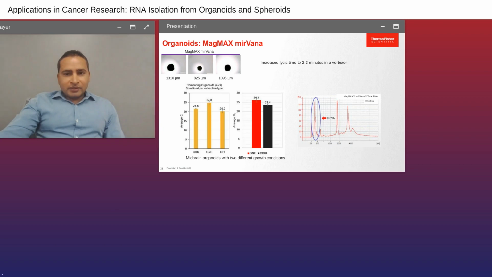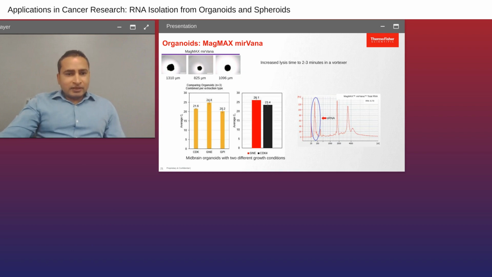So one thing of note here is that we did see difference in gene expression profile from human midbrain organoids, which were cultured using two different growth conditions. So it is always important to optimize your RNA isolation, which is suitable for the different 3D cell culture that your lab is working on, suitable for your growth conditions and your experimental needs.